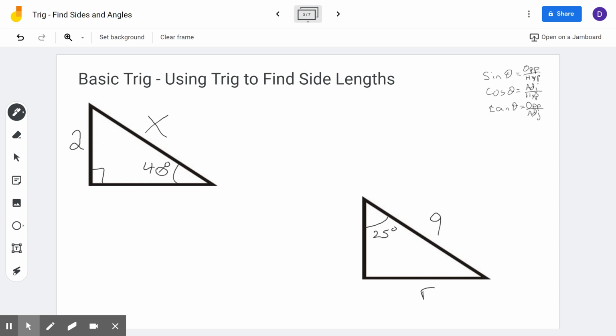Okay, you should have answered them. Hopefully you actually wrote down your work and you got something close to correct. Let's look at the first one. Your theta is 40 degrees. You're working with the opposite and the hypotenuse, which is going to be your sine function, okay?